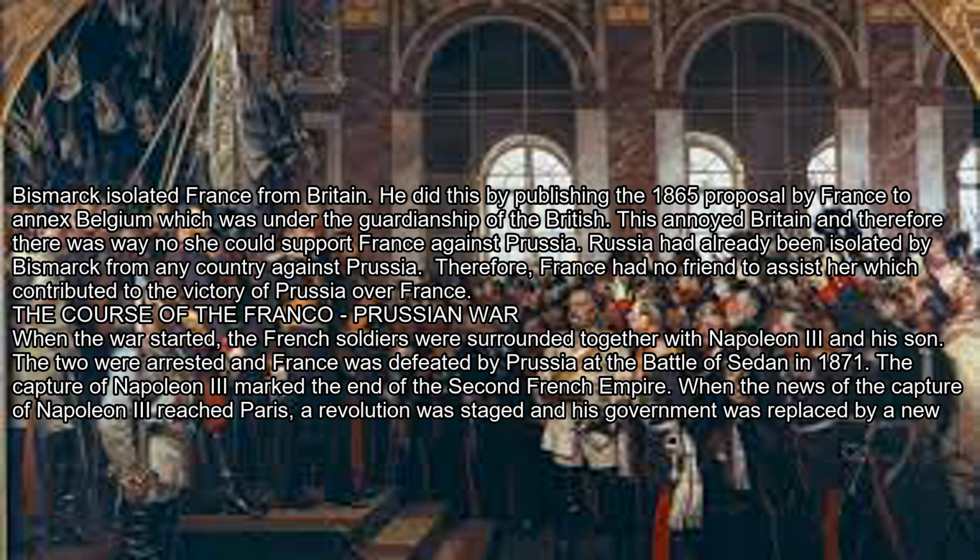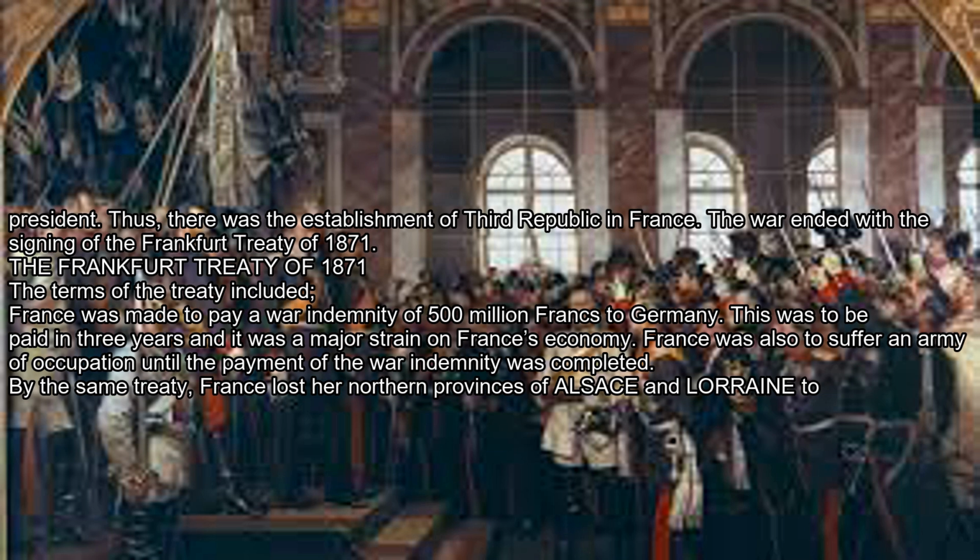The course of the Franco-Prussian War. When the war started, the French soldiers were surrounded together with Napoleon III and his son. The two were arrested and France was defeated by Prussia at the Battle of Sedan in 1870. The capture of Napoleon III marked the end of the Second French Empire. When the news of the capture of Napoleon III reached Paris, a revolution was staged and his government was replaced by a new president. Thus, there was the establishment of the Third Republic in France.